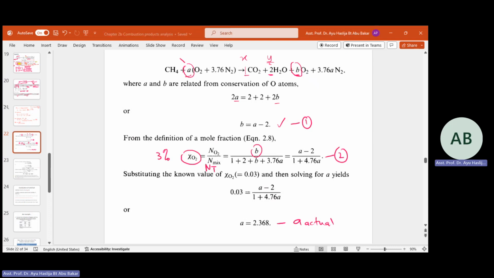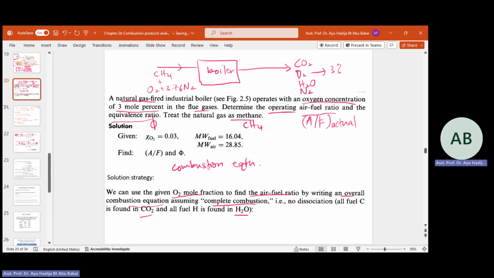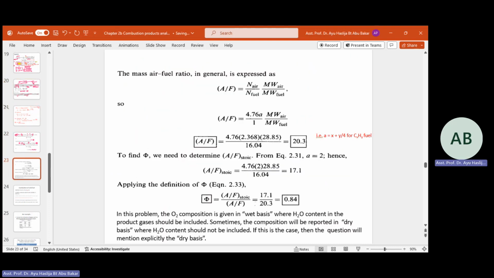Because this A is from here. This is the actual combustion equation. How do we know it is actual? Because it has O2. So this is the actual equation. The question asked you to find AF actual. So we proceed to the next slide. The air-fuel ratio, we know it is for actual. This is the equation, air-fuel ratio. So the A we used just now is A actual.